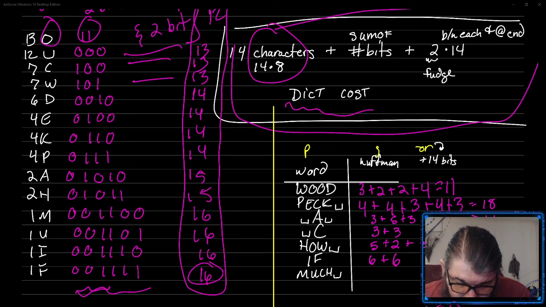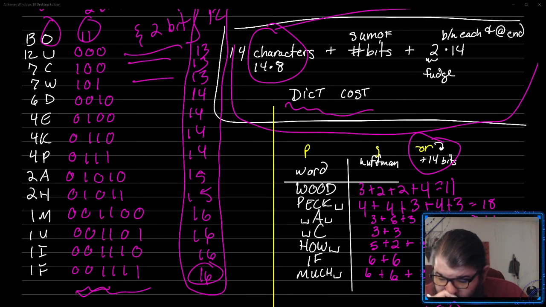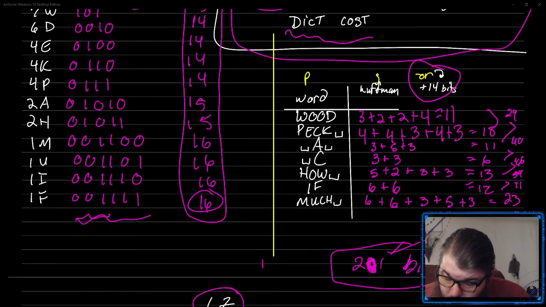How about "much"? We've got 1, 2, 3, 4, 5, 6 plus U plus C plus H plus space, much space, equals 12, 15, 23. Okay, so don't forget about these 14 bits for the separators, but we're going to add all these up. We get 29, add these, you get 40, 46, 59, 71, 94, plus the 14 that we have left over, gives us about 108 for this dictionary.